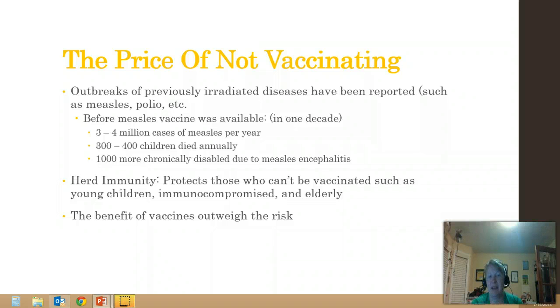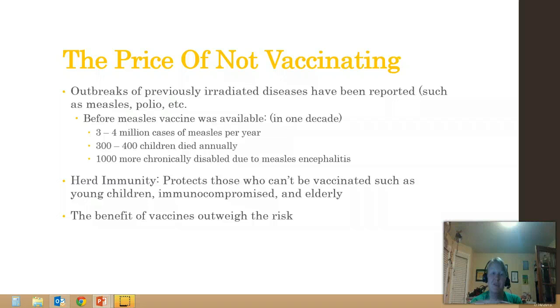So it's really important that we have this herd immunity to help protect them against these diseases. Time and again, every time there's been a study, the Centers for Disease Control and other health organizations have always come out saying that regardless of the risk, the benefit to all of us far outweighs the risk of vaccination.